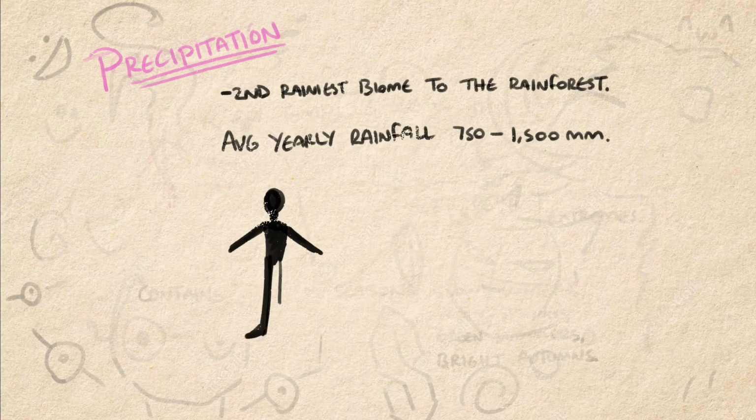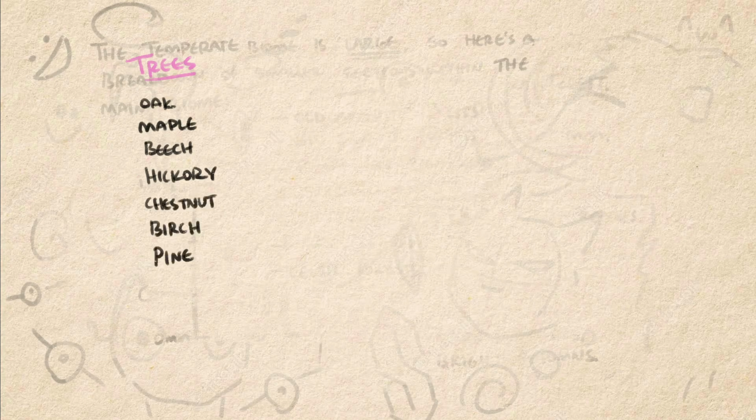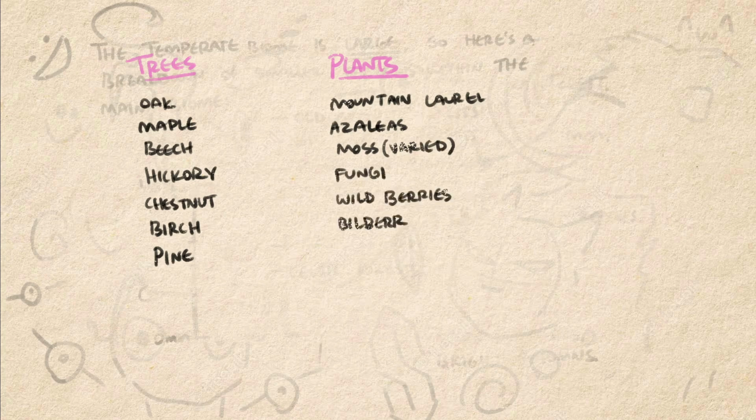Precipitation. The temperate biome is the second rainiest, only to the rainforest, with an average yearly rainfall of 750 to 1,500 millimeters, meaning it's gonna be pretty wet and pretty miserable for most of the year. Plant life. Temperate broadleaf forests have temperate broadleaf trees, and a quick Google search will give you plenty of lists on the most common tree species in your chosen biome.